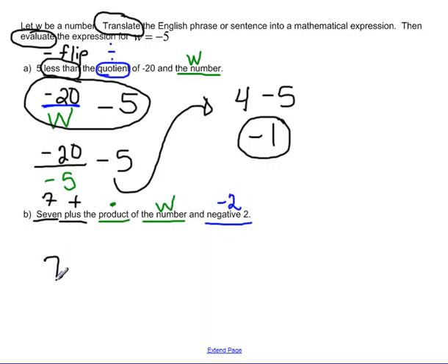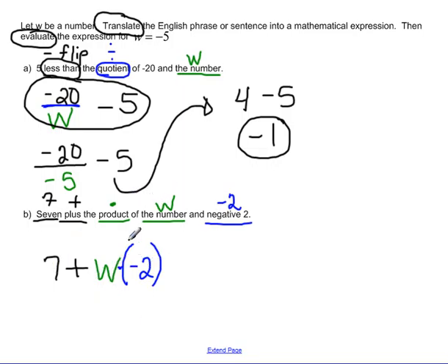We have 7 plus the product. Now remember, product is multiplying. What are we multiplying? We're multiplying W and -2. So we want to be sure when we write that W times -2, we want to be sure that that negative holds on to that W. So using juxtaposition for our multiplication will really help us. This shows W times -2.